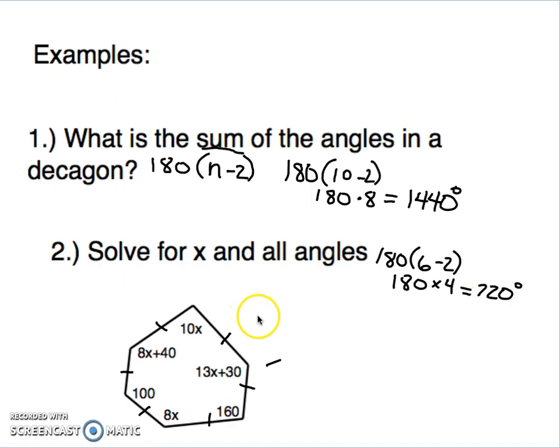So if we do that, you're just going to write all of them down. So 10x plus 13x plus 30 plus 160 plus 8x plus 100 plus 8x plus 40 equals 720.